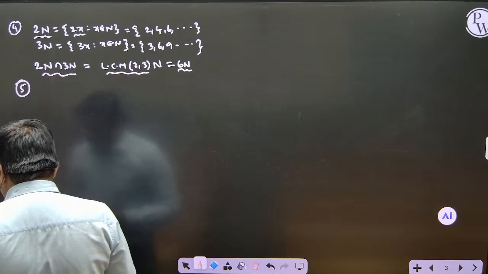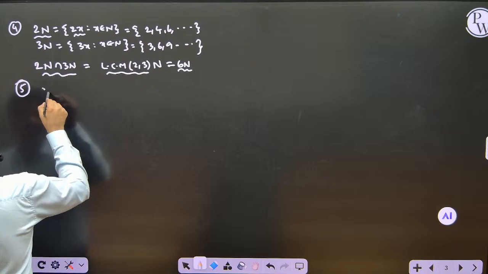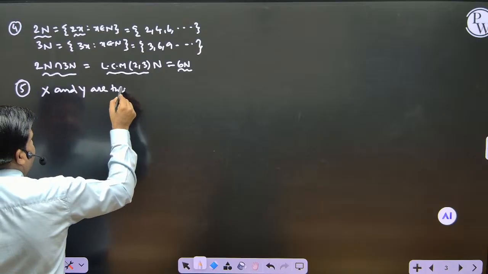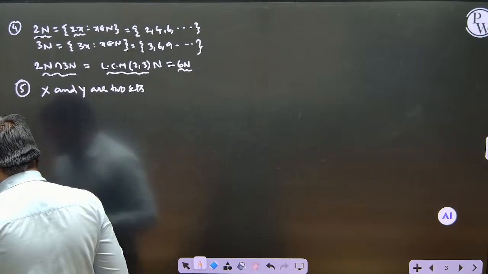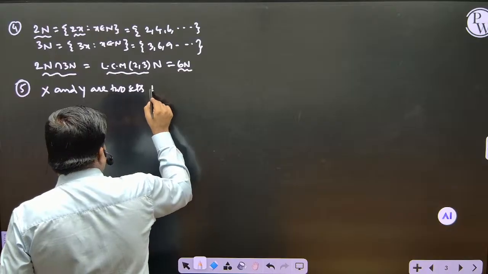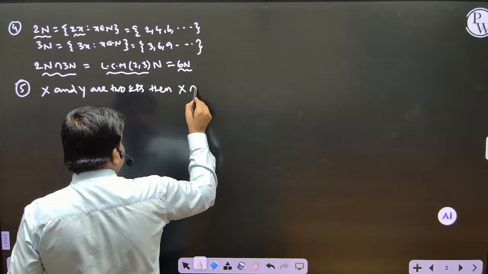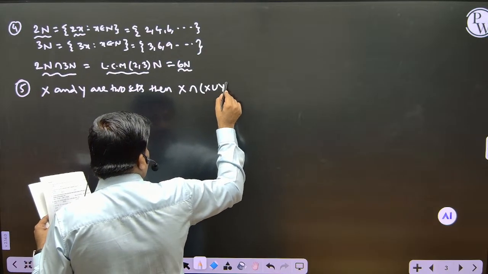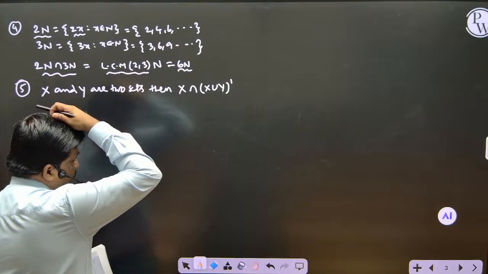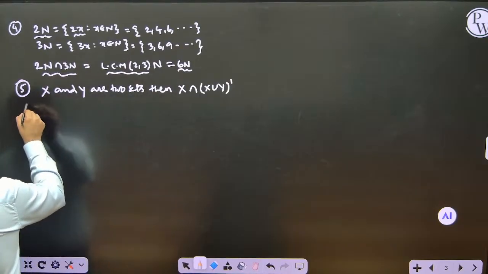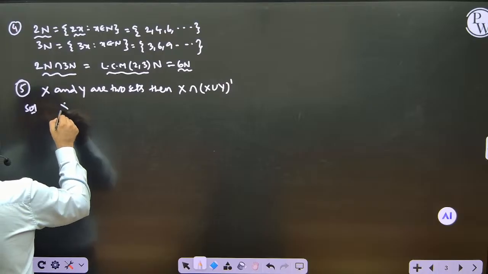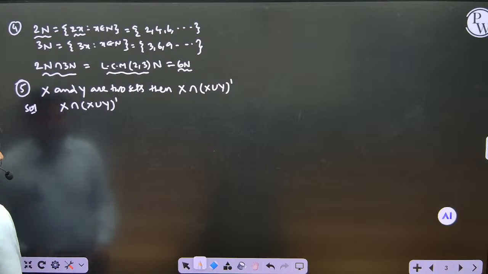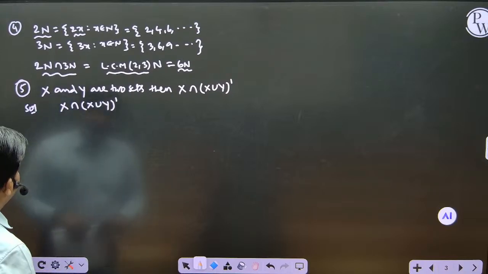Question number 5. X and Y are two sets. Then what is capital X intersection X union Y whole complement? So you want to find X intersection X union Y whole complement. You need to find this here.